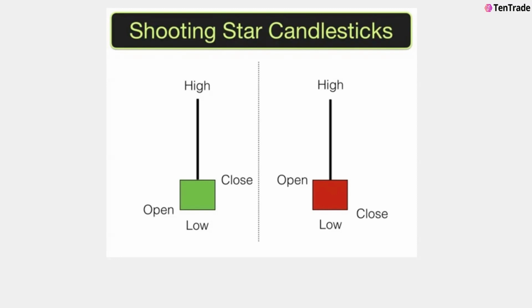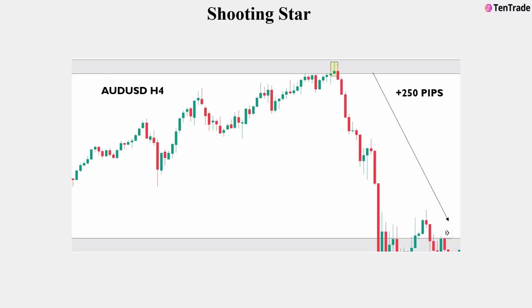So for shooting star, you want to see it print at an area of resistance. So you're looking for shooting star on resistance zones. That's the only place you expect to see it. You're pulling the trigger straight away. Okay, so this is a shooting star on the AUD USD 4-hour time frame. I see it once it prints here, the market collapsed from that zone, dropping over 250 pips in that direction.